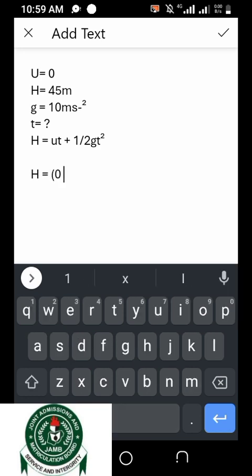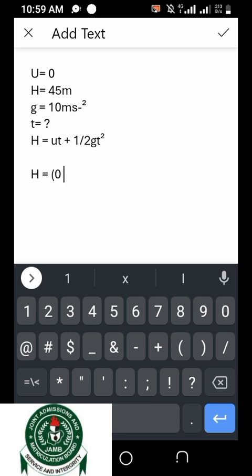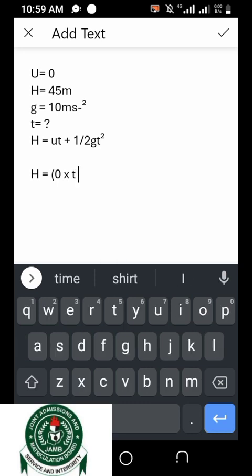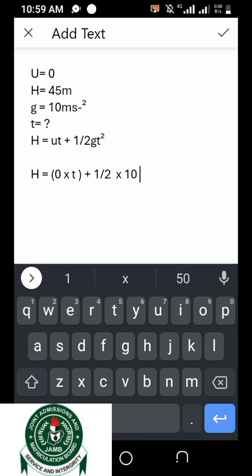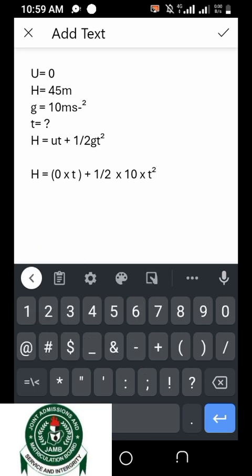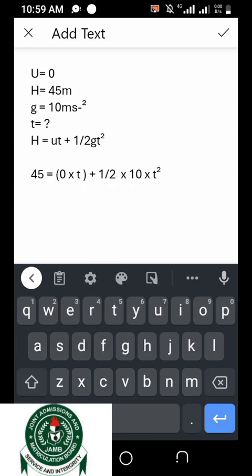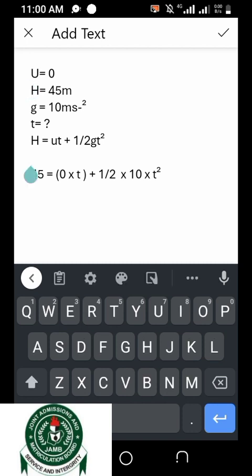So we'll be left with 0 times t, because we have to look for t, which is 0. 0 times t, bracket close, plus 1 over 2. Our acceleration is given, which is 10. So times 10 times what we're asked to look for, t squared, right? Yes, what we're asked to look for, t squared. And our height is 45, right? Yes. So we have something like this. Our 45.